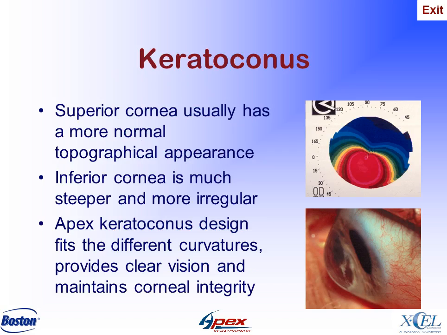The unusual corneal topography of the keratoconus cornea requires a different gas-permeable lens fitting relationship than that of the normal cornea. The superior cornea usually has a more normal topographical appearance, while the inferior cornea is much steeper and irregular in its curvature. Therefore, the lens design chosen must be able to fit two very different curvatures at the same time, while providing clear vision and not disrupting the corneal integrity. The X-Cel Apex Keratoconus design accomplishes both of these tasks with its easy-to-follow fitting steps.